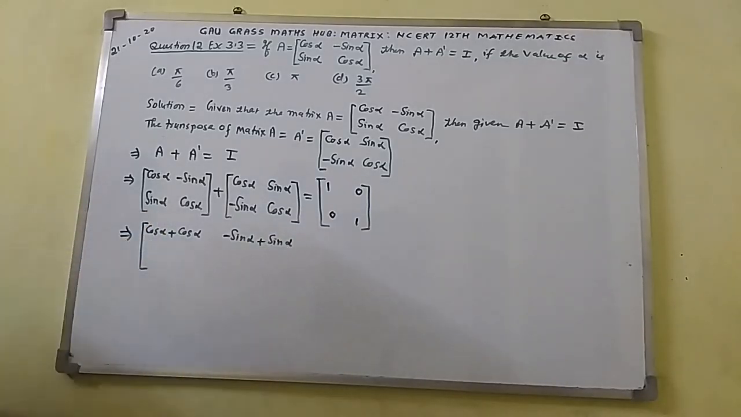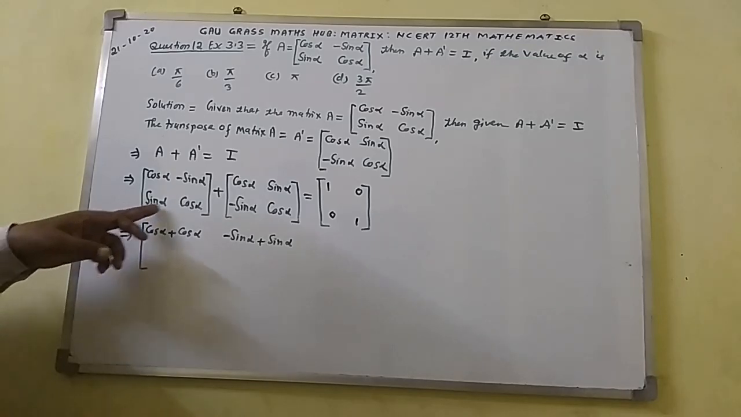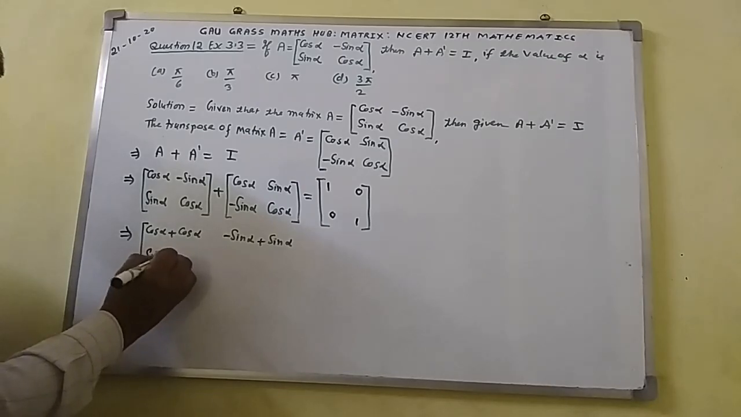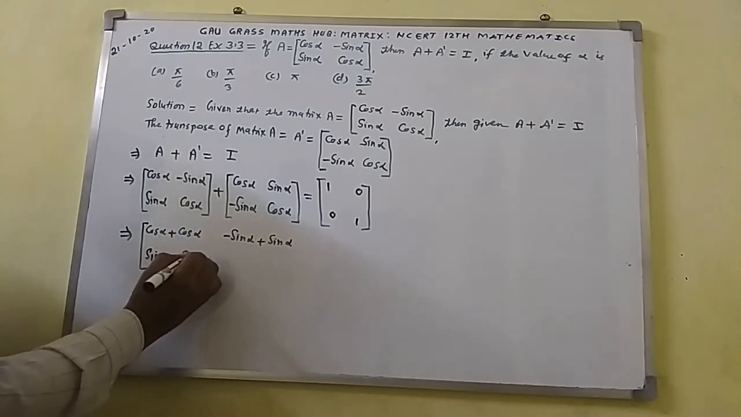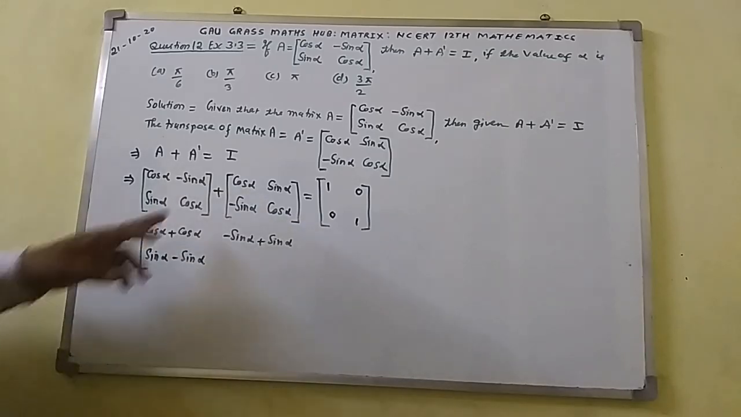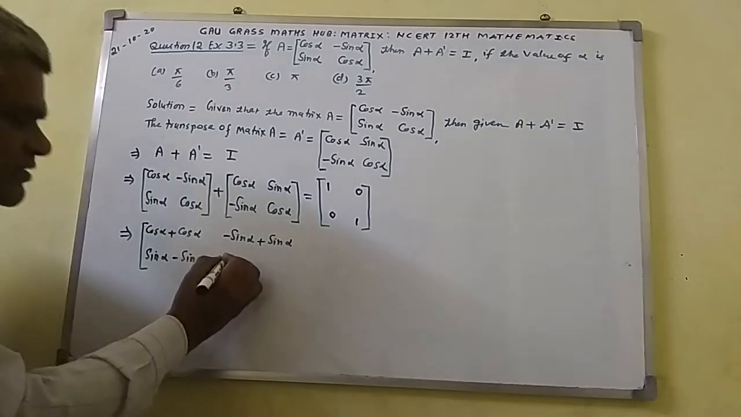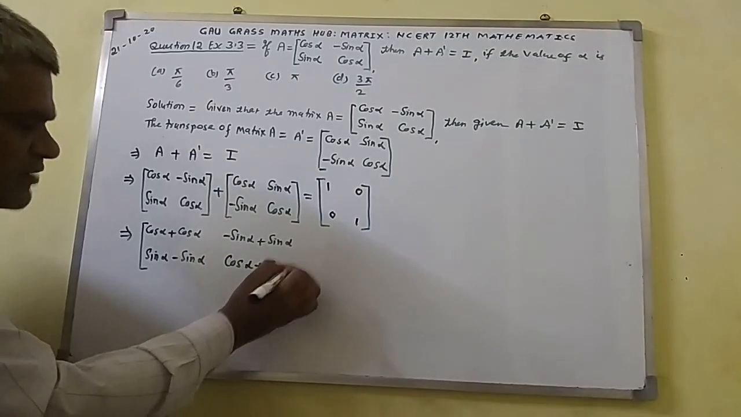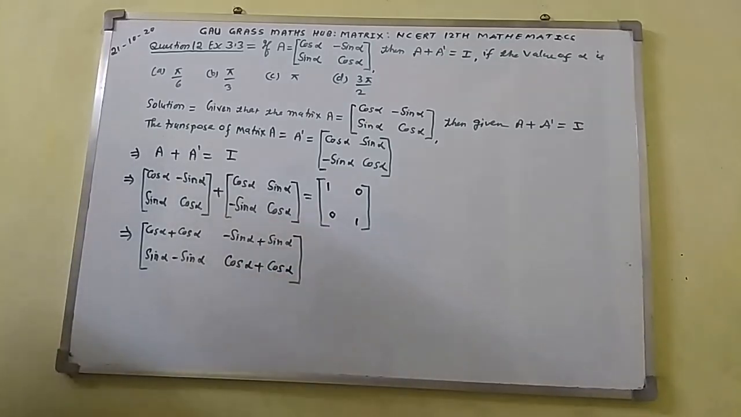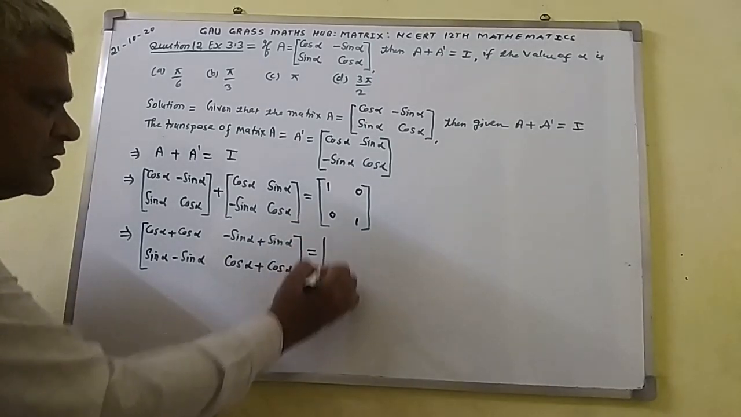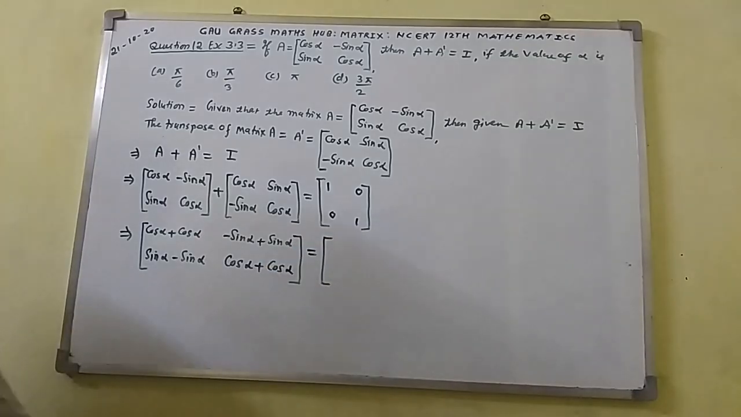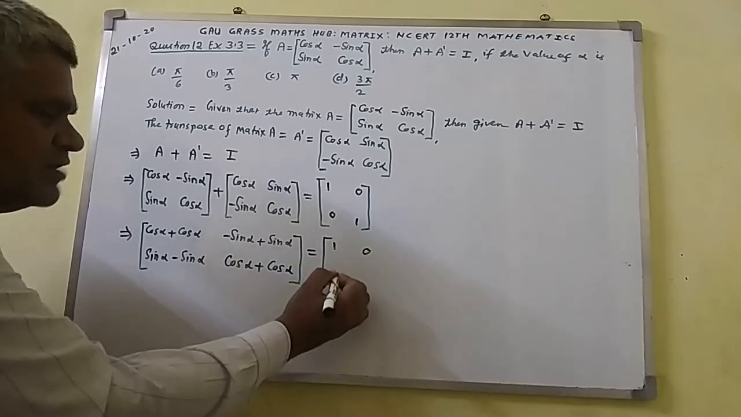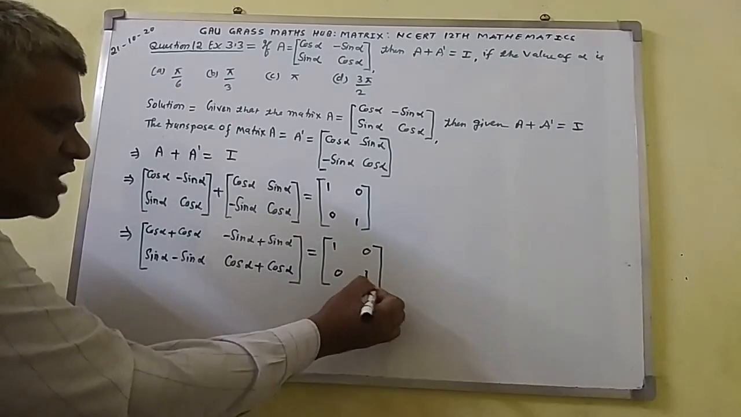And in the second row I shall write sin alpha plus minus sin alpha, so here it will become sin alpha minus sin alpha. And here cos alpha plus cos alpha will be added together, so we will get cos alpha plus cos alpha. Closing of the square bracket will be done like this, equal to the identity matrix of order 2 cross 2. The elements of the first row 1 0, the elements of the second row 1 0. Like this I shall write.